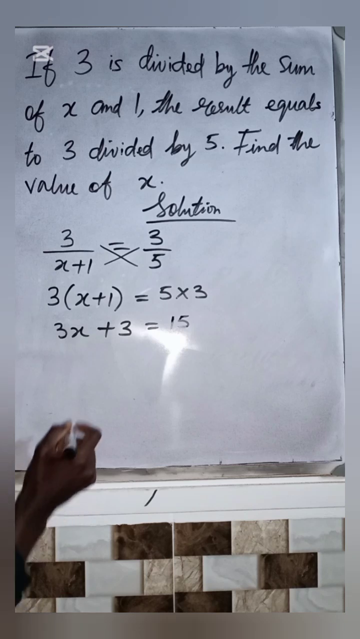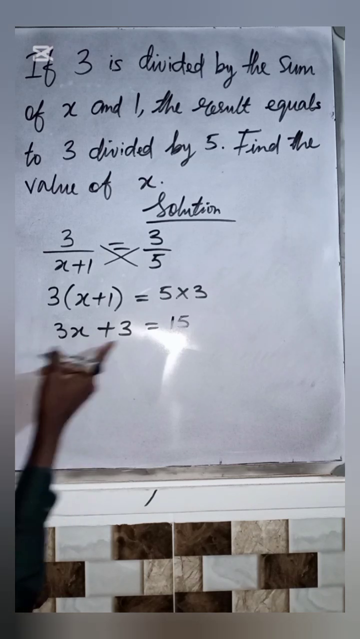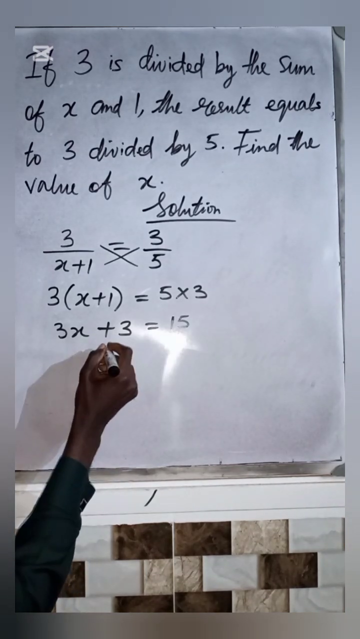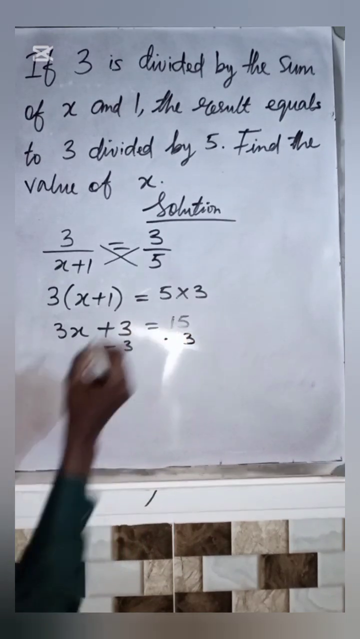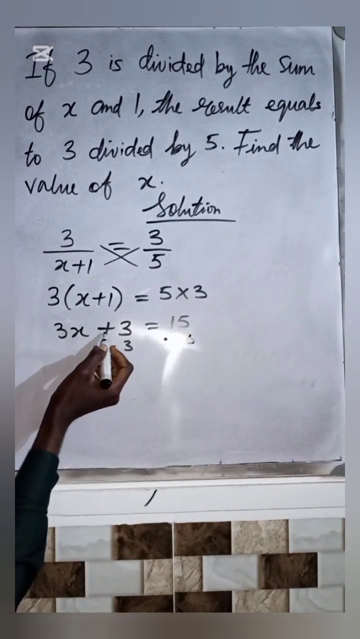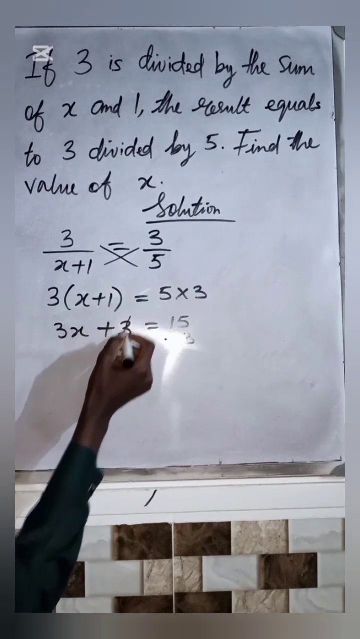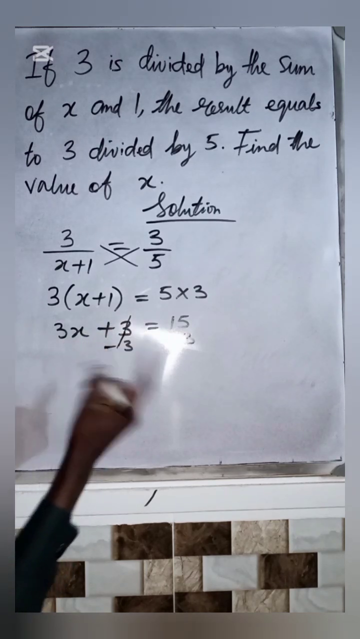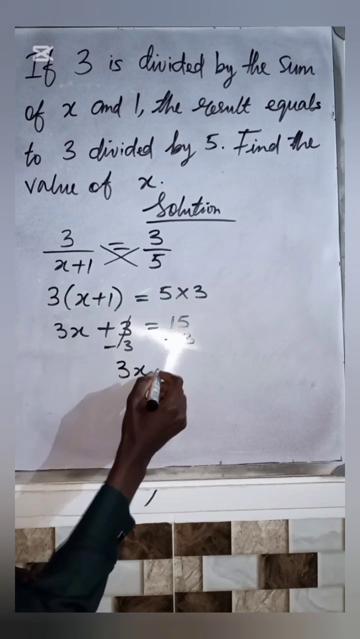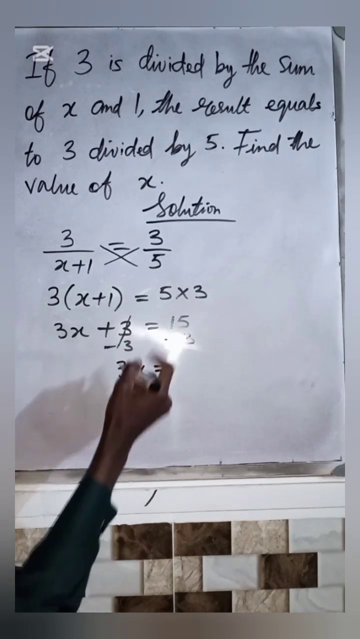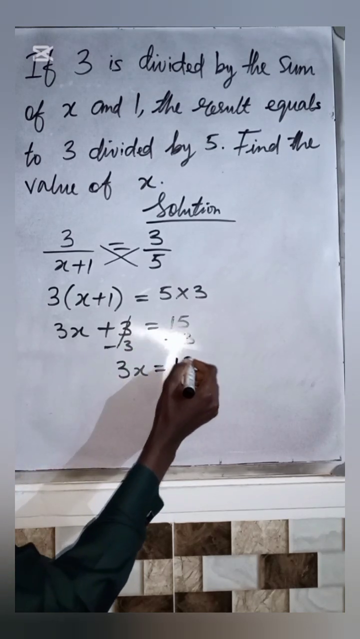So from here, we subtract 3 from both sides of the equation. So minus 3, minus 3. Positive 3 minus 3 will give us 0, so this is gone. We have 3x equal to 15 minus 3, which is 12.